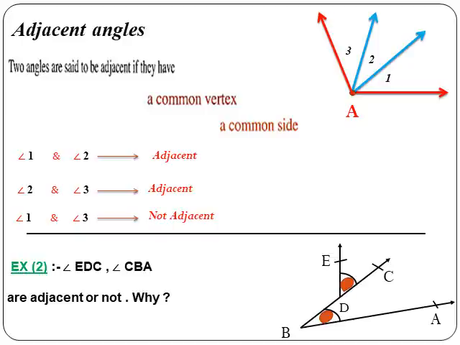The vertex of angle EDC is D, and the vertex of angle CBA is B. So they have two vertices, but adjacent angles must have a common vertex. Yes, wonderful. The two angles are not adjacent because they haven't a common vertex. Let's take another thing.